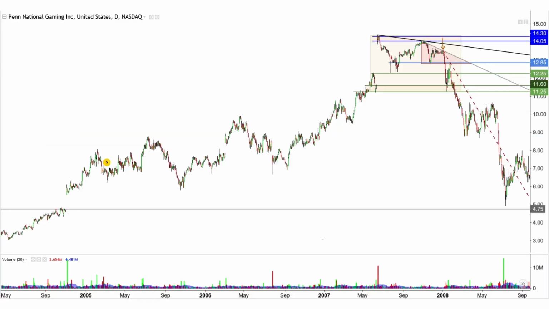Similar to other examples, there is a brief pause with neutral to bullish price action after the downtrend line is crossed, but bearish volume does not subside.